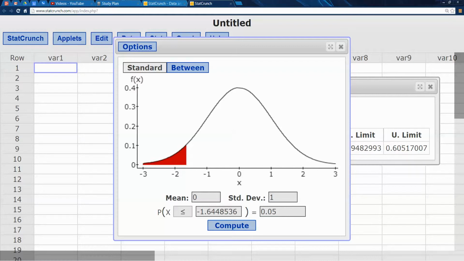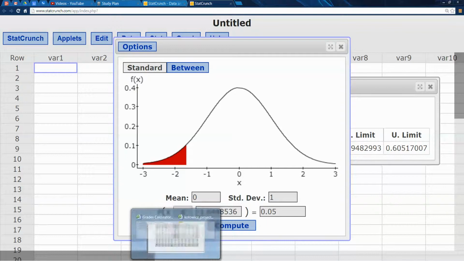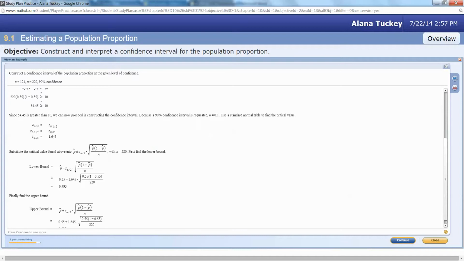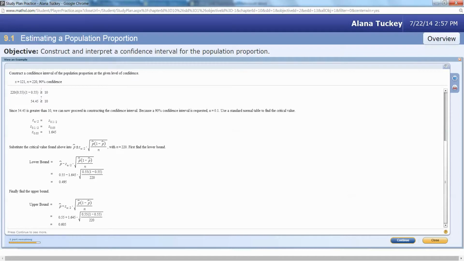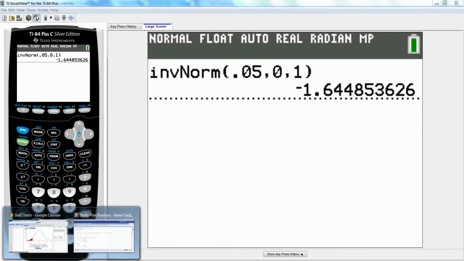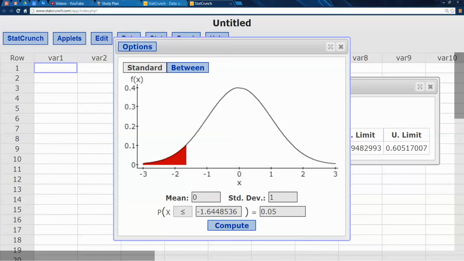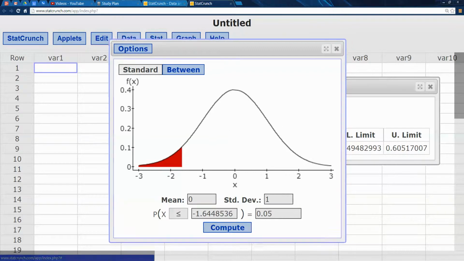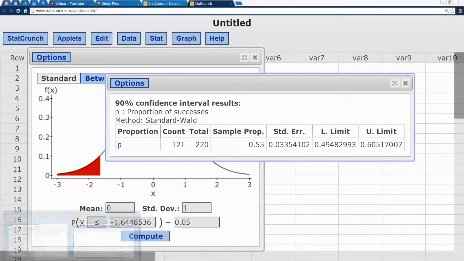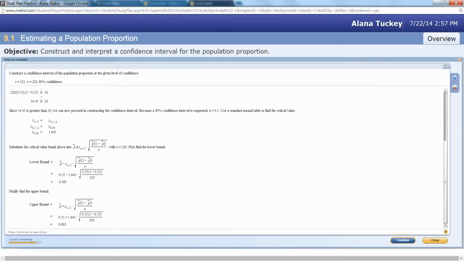One way or another, you should be able to find what's called the critical value. That critical value of 1.645, either from the table, which is the way I would do it because it's quick and easy, or you could use the calculator, or Statcrunch if you have a computer available. Either way, you're going to get the confidence interval we've got right here, which is 0.495 and 0.605, which is in fact the answer.